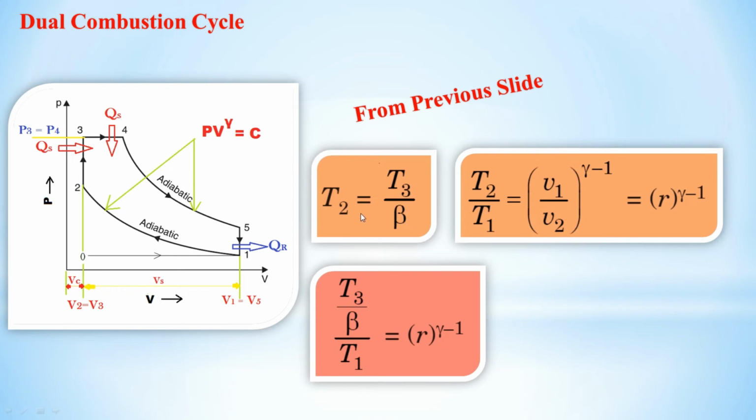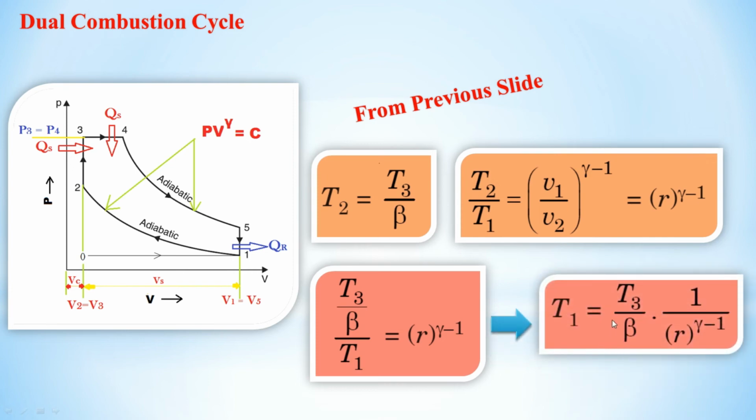Okay, so put the value of T2 equal to T3 by beta. Here you can see that in this term, T2 by T1 is there. Here we put the value of T2 from this equation, T2 equal to T3 by beta, divided by T1 equal to R raised to gamma minus 1. Now we make the object T1, so T1 equal to T3 by beta into 1 upon R raised to gamma minus 1. So here we calculate the value of T1 in terms of T3.